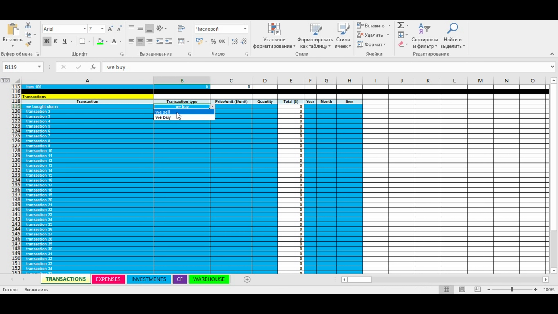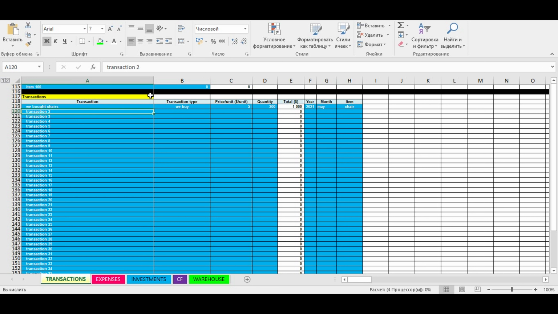Here we can choose from we sell and we buy. So here we buy, then we enter the price per one chair. For example, it will be $5 per chair. Then we say that we buy, for example, 200 chairs, and we bought them in 2021, and we bought them in May, for example. And here we choose from the list chair.